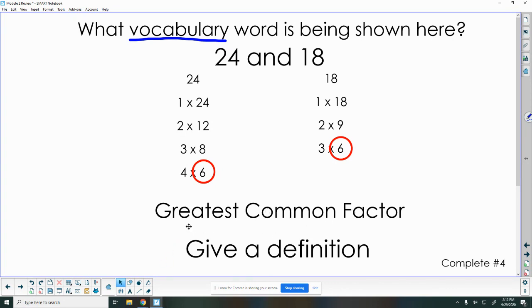So these are the greatest common factor. The greatest common factor is the largest number that they share. And remember, factors are fewer. Factors are when we list the numbers that you can multiply to equal the other. Factors are fewer. So go ahead and pause the video and complete number 4.